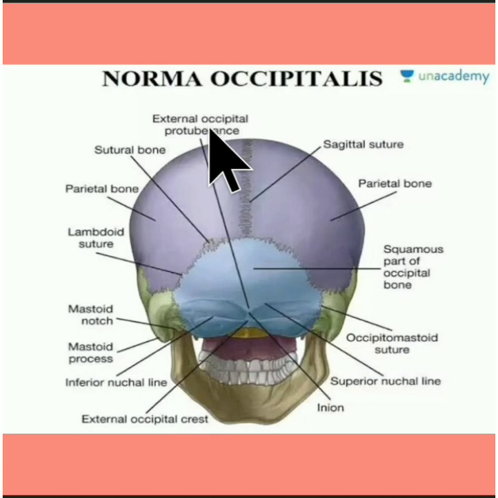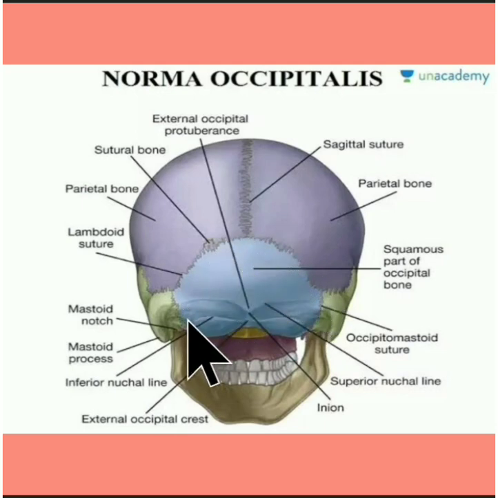And the sutures are, you can see this is the sagittal suture, and we can say this is the posterior part of the sagittal suture. The next suture is the lambdoid suture. It is formed between the two parietal bones and the squamous part of the occipital bone, and this suture is called the lambdoid suture.